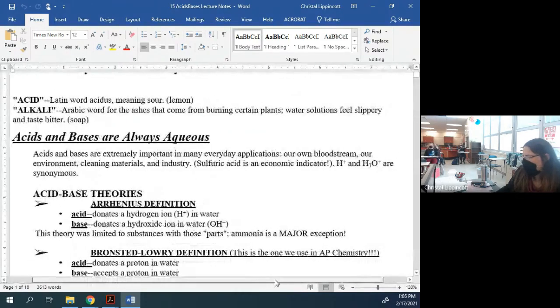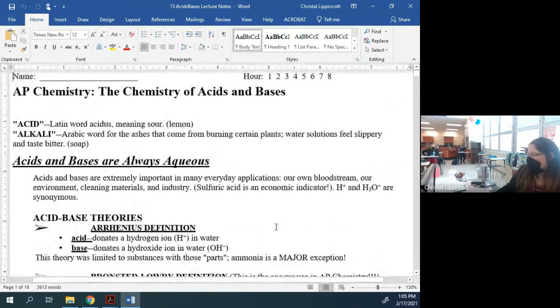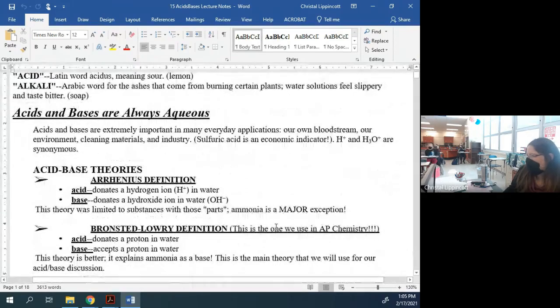Okay, so acid again means sour. It's Latin for sour. And if you taste stuff that's sour, which you don't do in lab, but if you were to do that, it would taste something kind of like a lemon. Alkali is Arabic for ashes, and it comes from burning certain plants. Water solutions feel slippery and taste bitter, like soap would be a base.